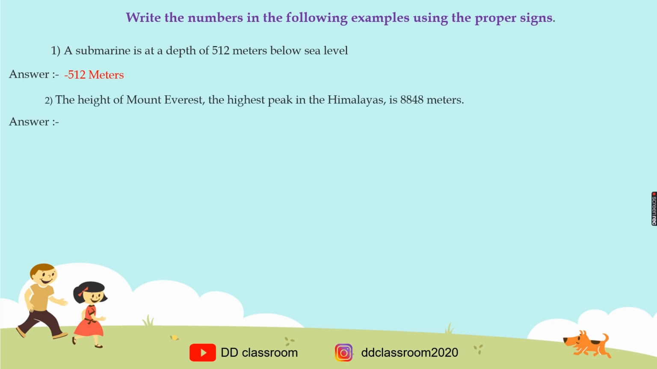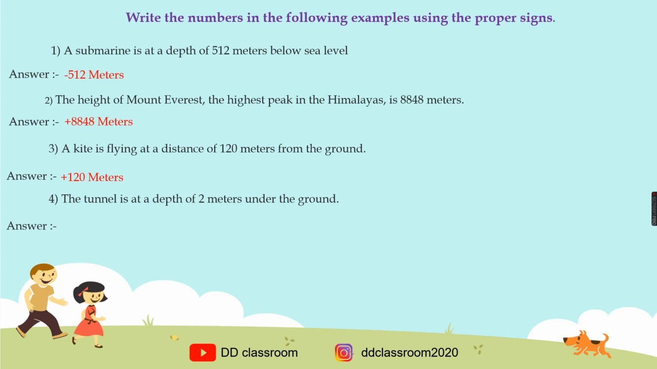Question second. The height of Mount Everest, the highest peak in the Himalayas, is 8848 meters. And the answer is plus 8848 meters. Question number 3. A kite is flying at a distance of 120 meters from the ground. And the answer is plus 120 meters. Question number 4. The tunnel is at a depth of 2 meters under the ground. And the answer is minus 2 meters.